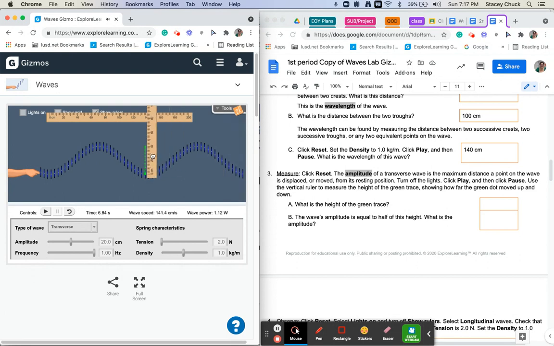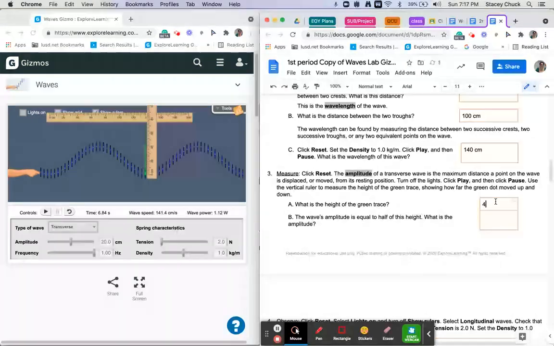Now, the green trace is going to give me the distance from the lowest point to the highest point. It's not going to give me just simply the change. I'm getting 40 centimeters, give or take. It's not super precise because you're having to guess a little bit. So I'm going to just say 40, even though it's probably not exactly 40. That's going to be an estimate. The wave's amplitude is equal to half its height. If I measure from the highest to the lowest part, that's double the amplitude. Amplitude is simply the distance from the halfway point to the crest or the halfway point to the trough.